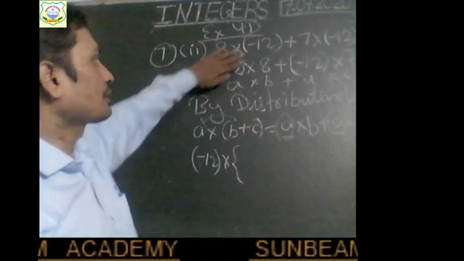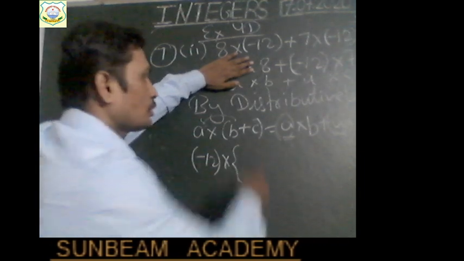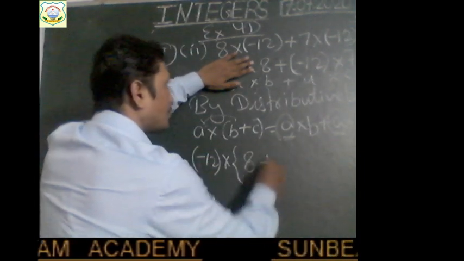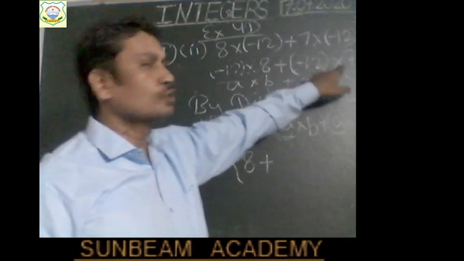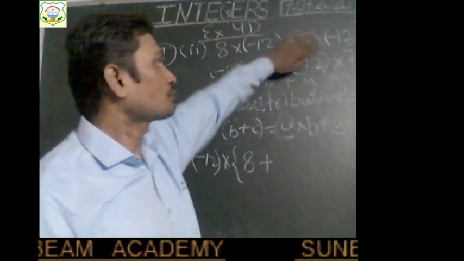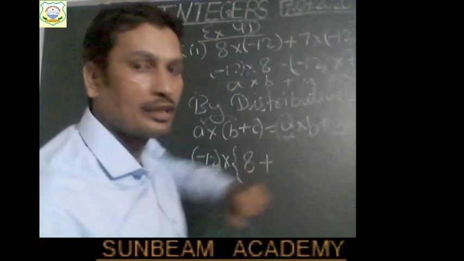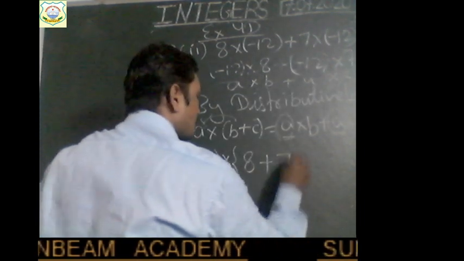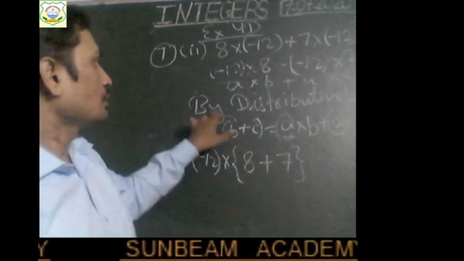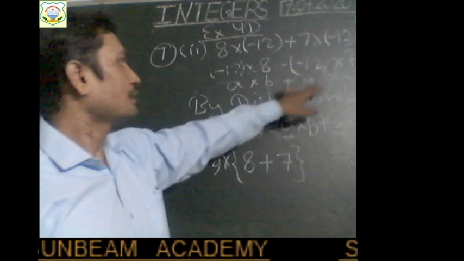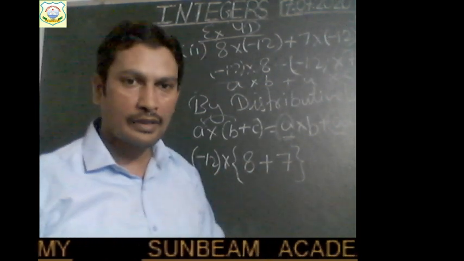Here minus 12 is taken outside. In place of b there is 8. Right children? So in place of b write 8 plus. Here a into b plus a into c. Here minus 12 is taken outside. So what is left? In place of c, 7 is left. Right? So write 7. So now a into b plus a into c equals a into b plus c. This is the form. Right?